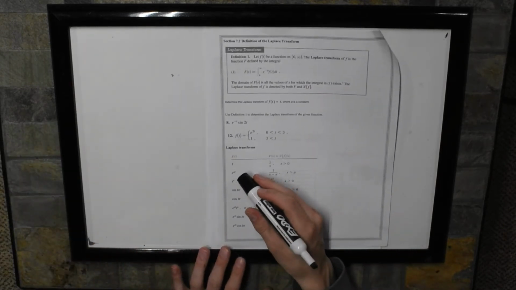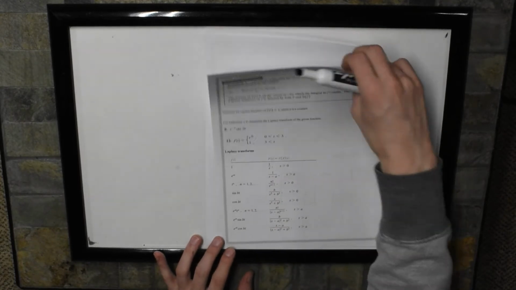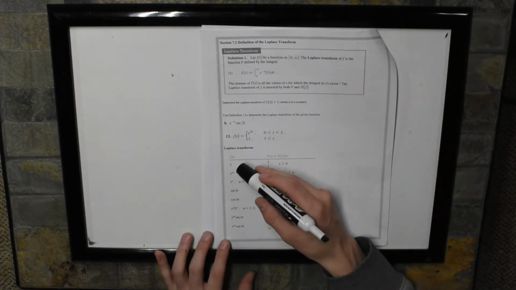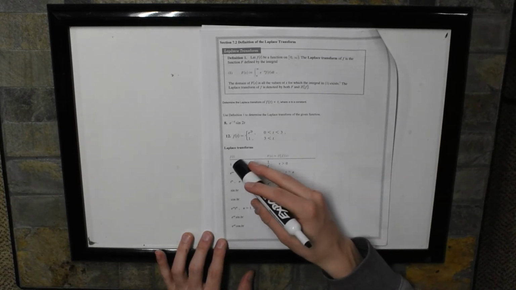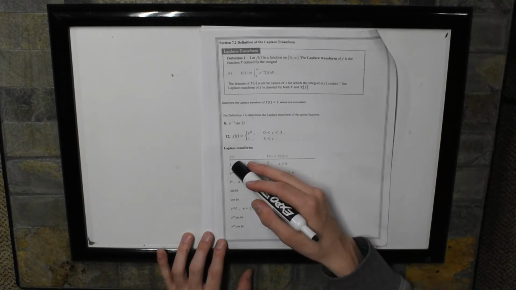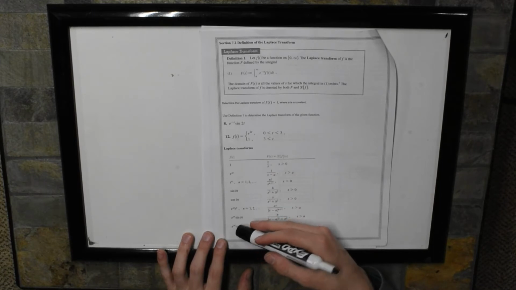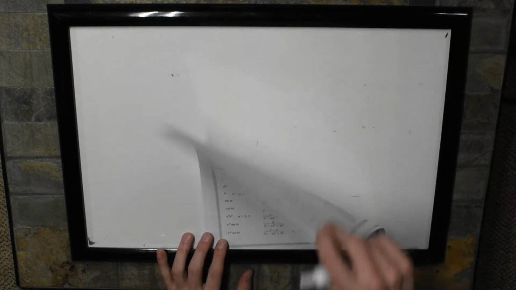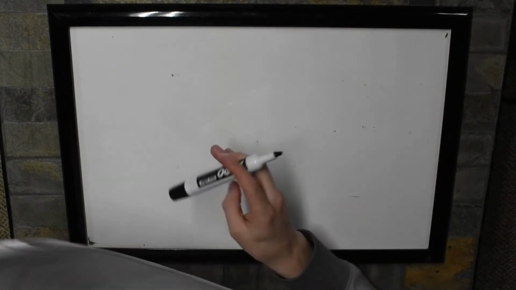As you can see, it's on the second page of the packet we were given. Or you could find one of these online. But it's just a series of functions with t as its variable, and it gives the equivalent Laplace transform. So let's go over the two from the homework.